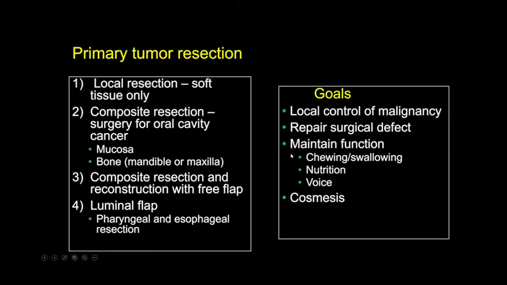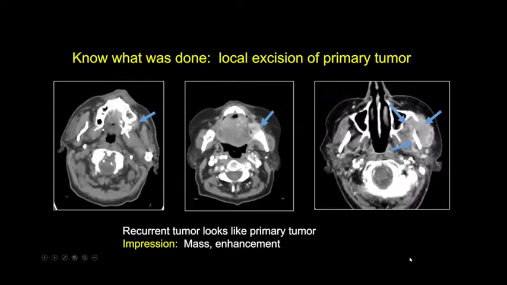It is important to maintain function, and in the head and neck, that's generally chewing and swallowing, to maintain nutrition and voice. And finally, one of the goals of the surgery is cosmesis, to restore the face and the neck to what the patient looked like before they had the surgery. Number one goal, local control of the malignancy.